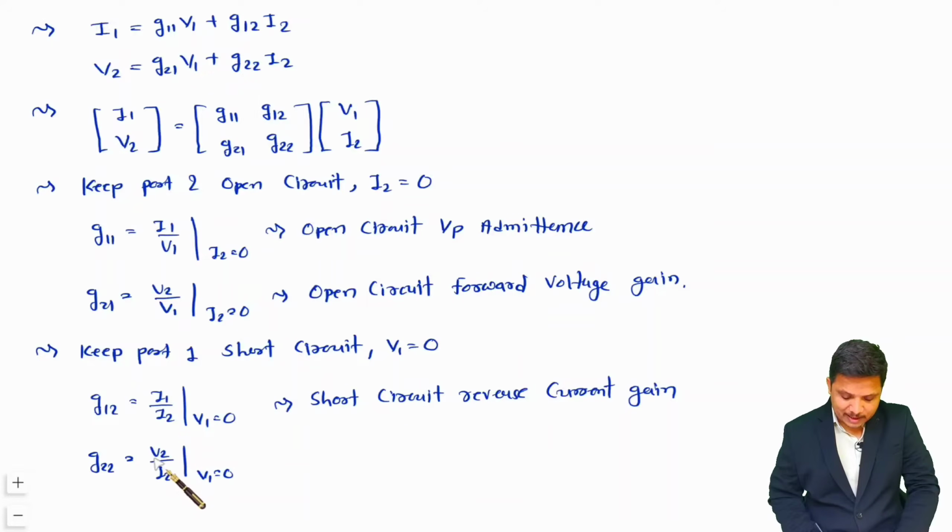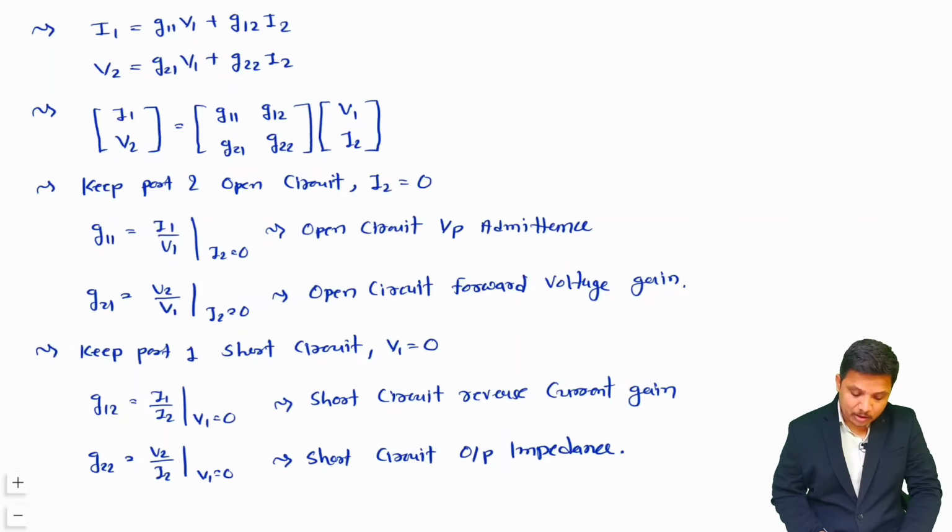Now what is the name of G22? That is the ratio of voltage by current, the ratio of output voltage by output current. So what is that? That is output impedance. So you can say G22 is the short circuit driving point output impedance. That is how we can measure all 4 parameters with G parameters, right?